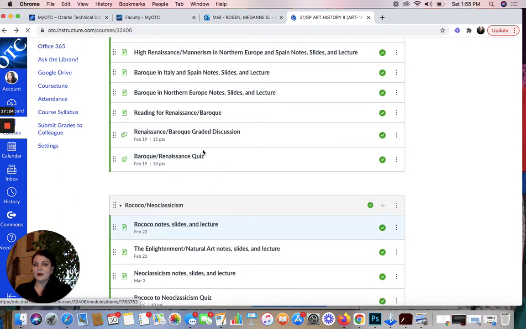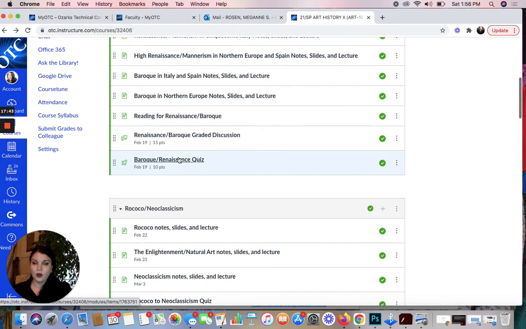And then at the bottom of each module, you have a quiz. All of the quizzes are worth 10 points. The thing that's fair game for the quiz is anything from any of the lectures in that section. So that's why I suggest you take notes, because if you take notes, you're more likely to remember things. So you have that quiz to go over.